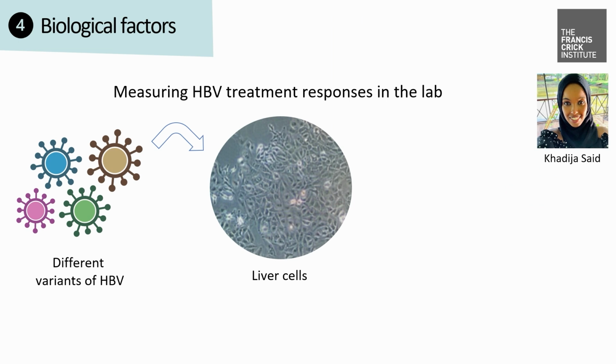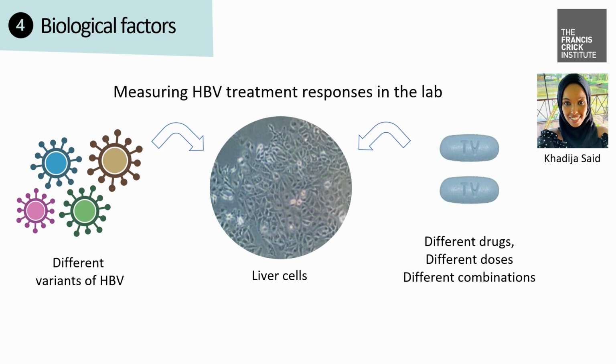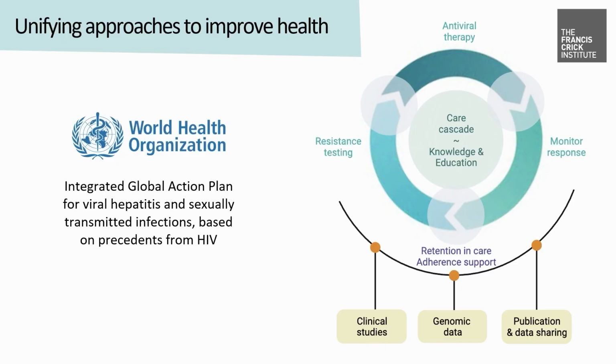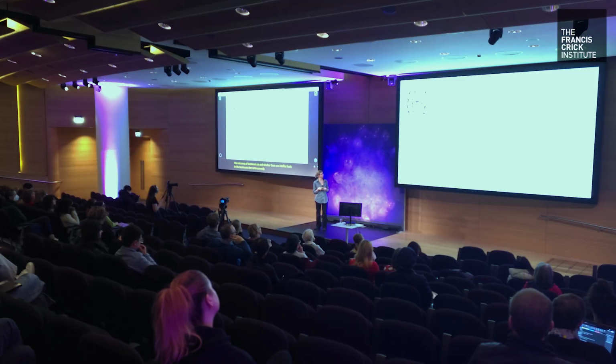And the treatment efficacy is something that we're particularly focused on. So Khadija here at the Crick has been working really hard to set up laboratory assays where we can try different variants of hepatitis B in culture. We can then explore the effects of different drugs, different doses and different combinations to really understand and be able to measure in a very controlled setup what's the impact of treatment. And lots of these conversations are feeding back into dialogue with the World Health Organization, who are setting up a new global action plan, looking in particular at drug resistance, so thinking about what the outcomes of treatment are and whether there are Achilles heels in the treatments that we're currently using.